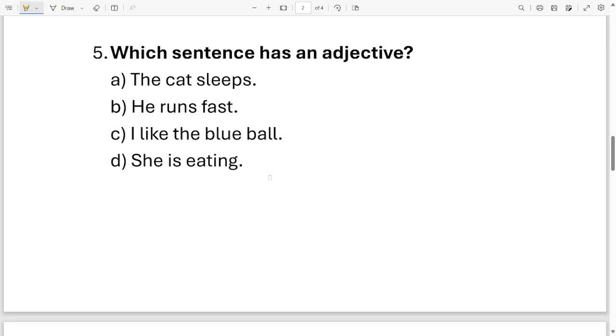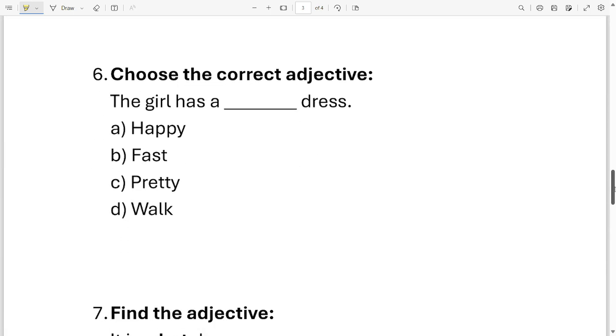Is it option A? No. Is it option B? No. Is it option C? Yes, it is option C. This is the correct option. This is the sentence which is having an adjective. And which one is an adjective? Blue over here is an adjective. Okay, let's move to the next question.